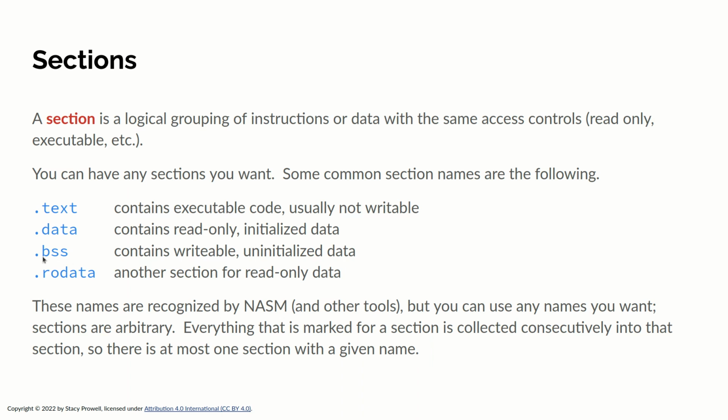BSS, what is BSS? Block started by symbol. I don't want to explain it. It's just whatever it is. It is writable, uninitialized data. So really, when you have a BSS section, you're allowed to reserve bytes in that section, and there's a special NASM directive for doing that. But you can't put initialized data, you can't put instructions and stuff in there, or the assembler will complain. RO data is read-only data, another section for read-only data. There are lots of these. These are some of the ones that are most common.